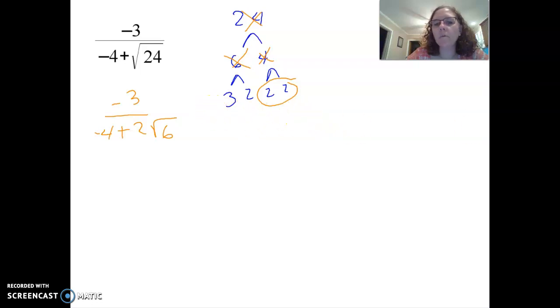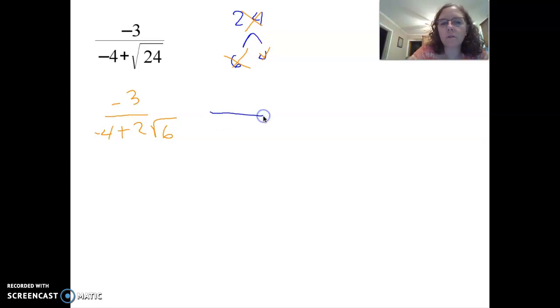And remember, the thing we're going to multiply by is the conjugate. All right, I need a little more space here, so I'm going to get rid of this so I can multiply by the conjugate. All right, and the conjugate is the same two numbers, -4 and 2 square root of 6, but the sign in the middle is going to be opposite. So this one was a plus. I need this one to be a minus. And I have to do the same thing on the top and the bottom.